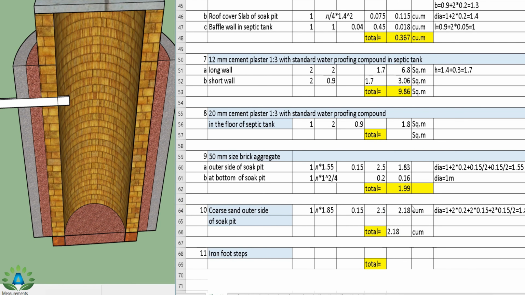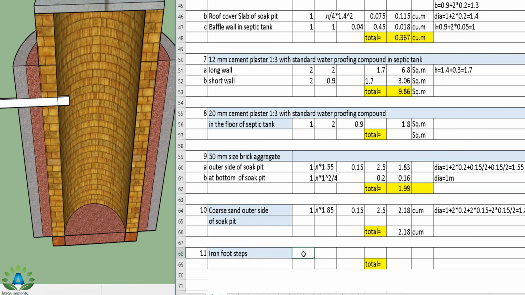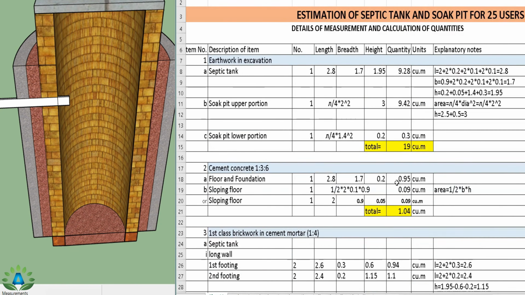And lastly we have to find the iron footsteps, 1 2 3 4 iron steps. So simply we have 4 number. In this way we have completed the estimation of the septic tank and soak pit for 25 users.